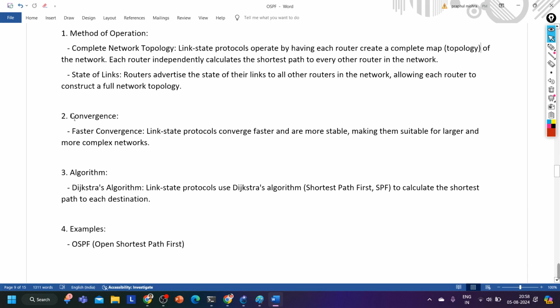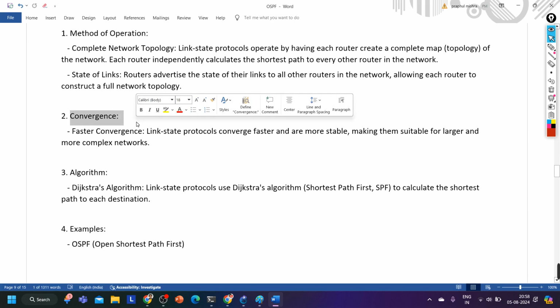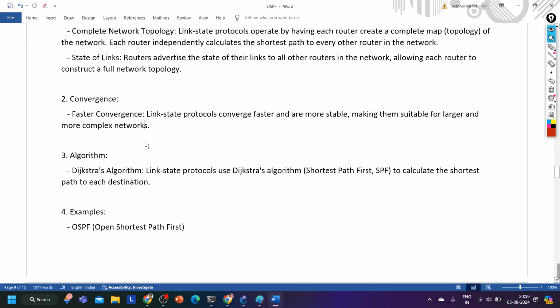Done, guys. Convergence is fastest in the case of OSPF. We will see how link state routing protocol is faster than distance vector routing protocol. Convergence is fast and more stable.